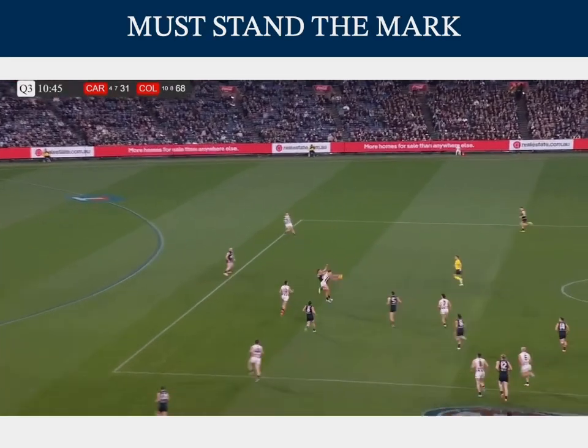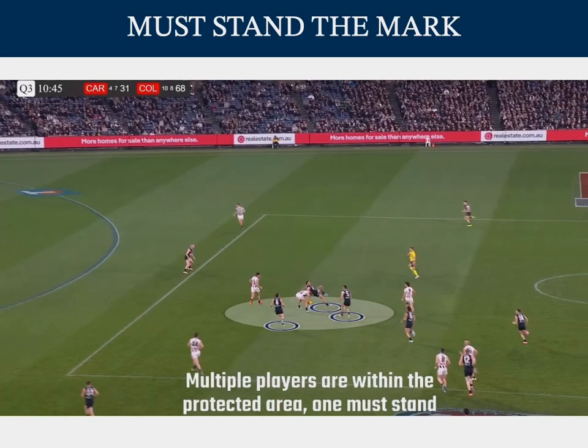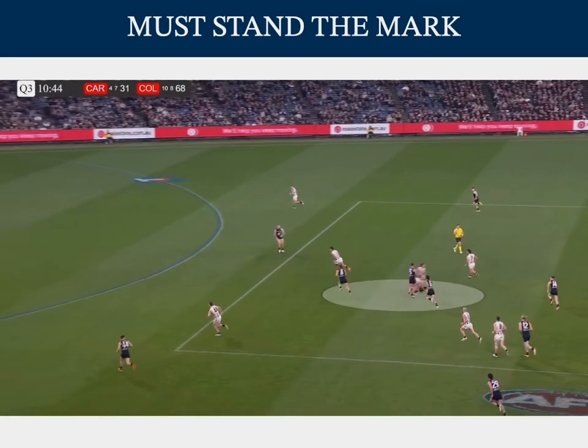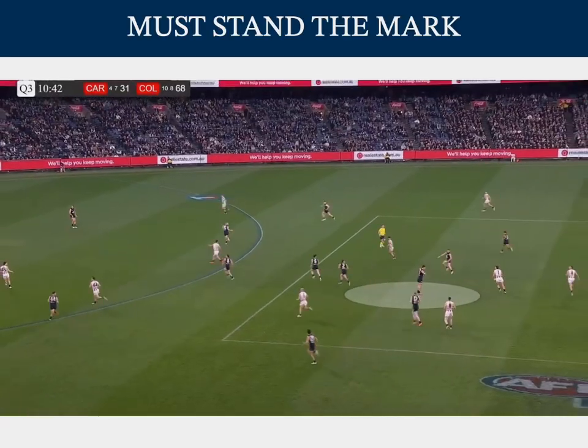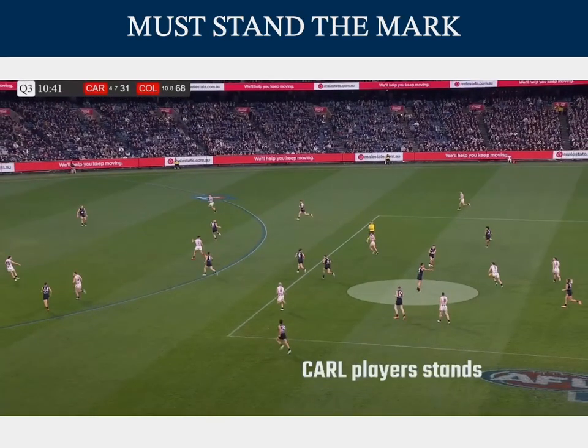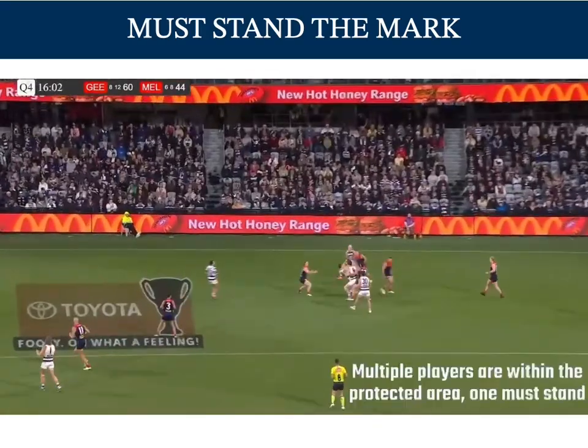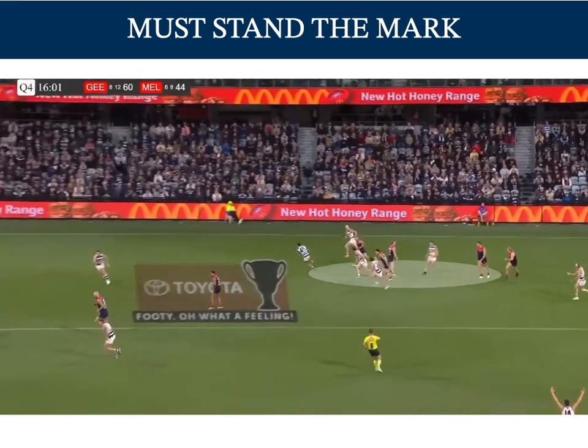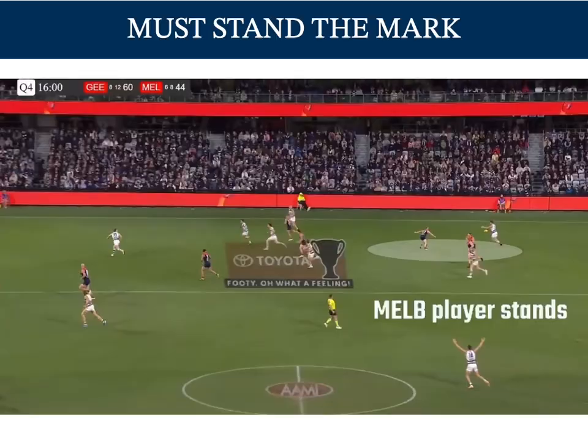In the example where multiple players are within the protected area when a mark or free kick occurs, one player must stand. In this case, one Carlton player does stand, meaning there is no penalty for his team. In this example, multiple players are again in the protected area. Again, one player does stand, therefore no penalty is awarded.